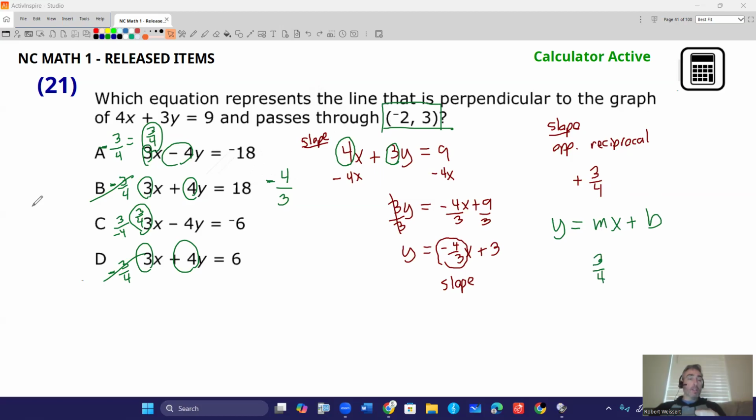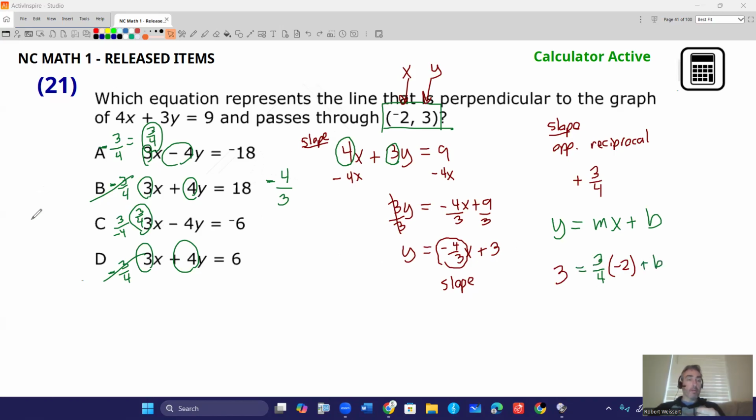And we want it to go through the point negative 2, 3. So that negative 2 is the x value, the 3 is the y value. So what I'm going to do is plug in the 3 for the y, and plug in the negative 2 for the x. And now we can solve this for b.